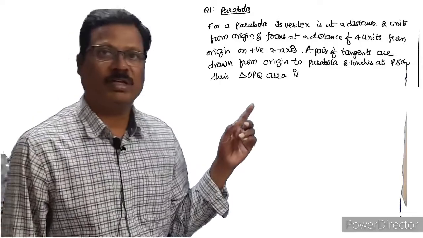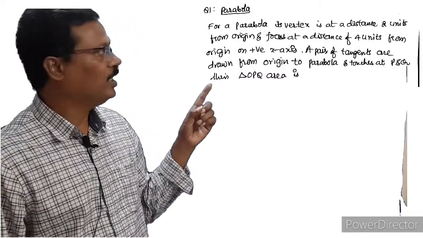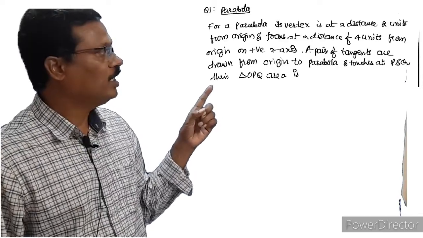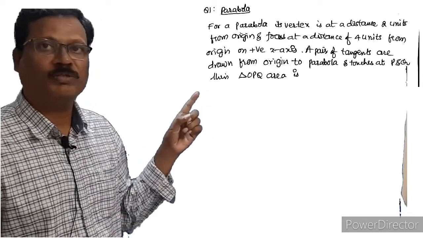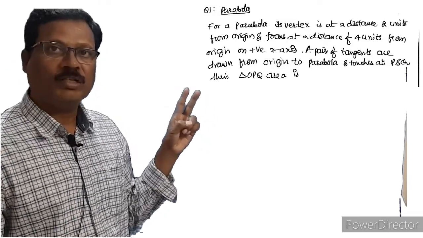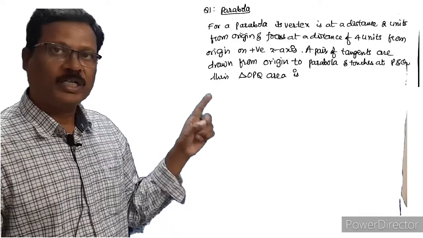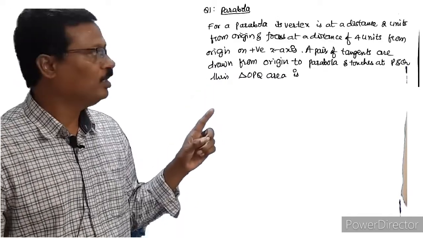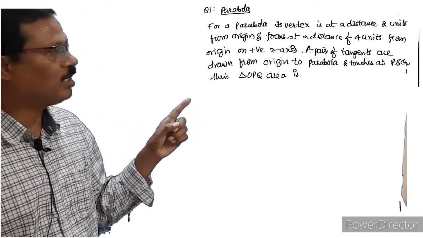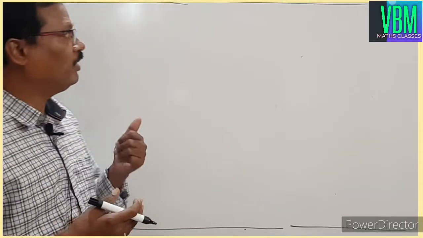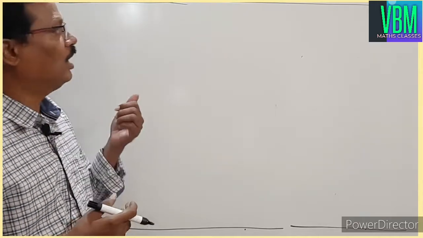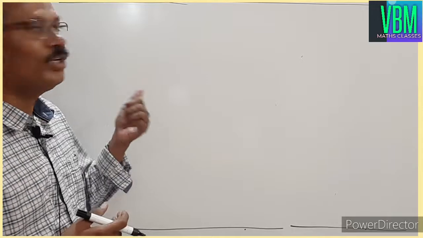Question number 1: a parabola has its vertex at a distance of 2 units from the origin and its focus at a distance of 4 units from the origin on the positive x-axis. Two tangents are drawn from the origin to the parabola, touching it at P and Q. What is the area of triangle OPQ?